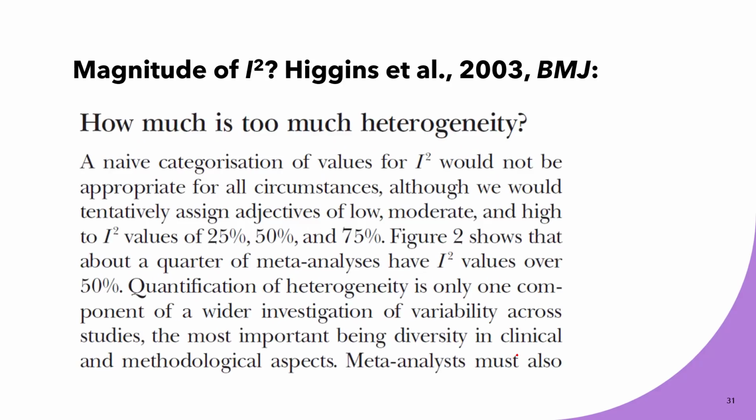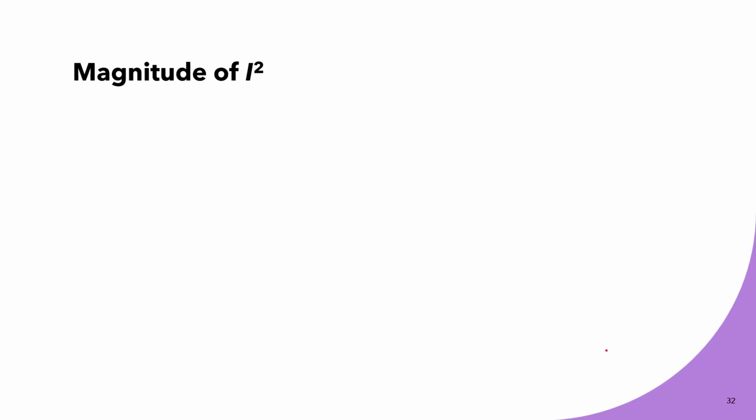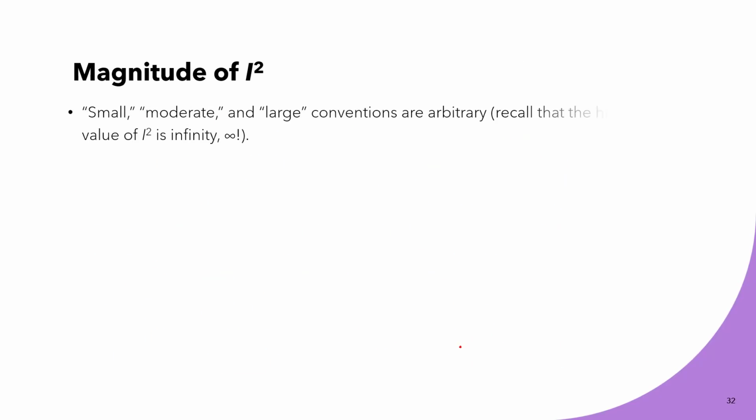Now, Higgins et al. described 25, 50, and 75% values of I-squared as low, moderate, and high, as a tentative adjective. But of course, like all things that are said this way, it caught on like a horse leaving the stable. So there you got it. And they even brought out some figures to show this. But anyway, you should keep in mind that these are arbitrary.